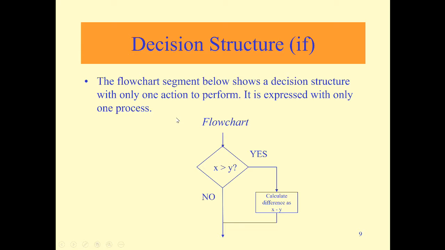The flowchart segment below shows a decision structure with only one action to perform, so it is expressed with only one process. Is X greater than Y? If it is, then we'll calculate this difference and then it continues on with the program. If not, it doesn't actually do this calculation. If the answer is no, then it continues along on to the next section of your program.